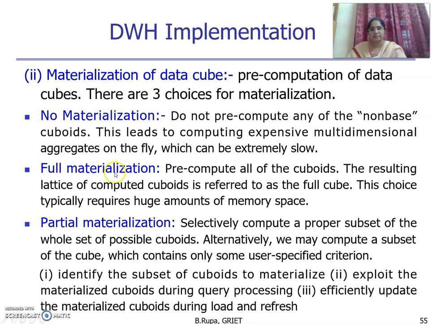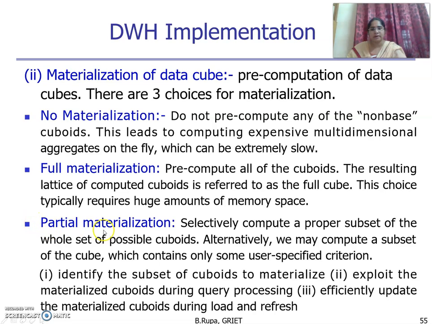The second method is full materialization. Here we pre-compute all the cuboids. The resulting lattice of computed cuboids is referred to as a full cube. This choice typically requires a huge amount of memory space. Here we are calculating all the aggregates of all the subsets of cuboids, so obviously it will require a lot of memory space.